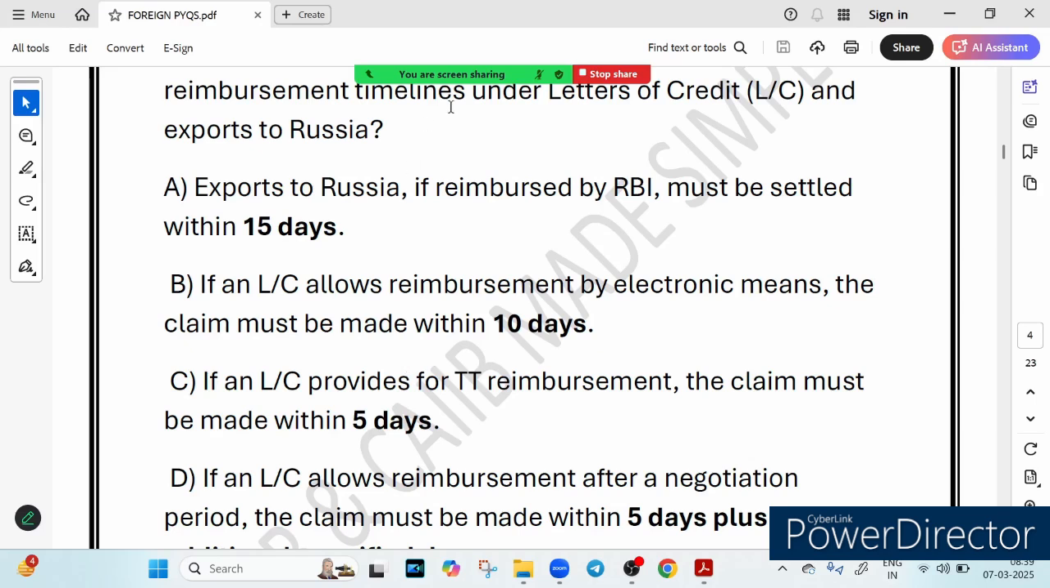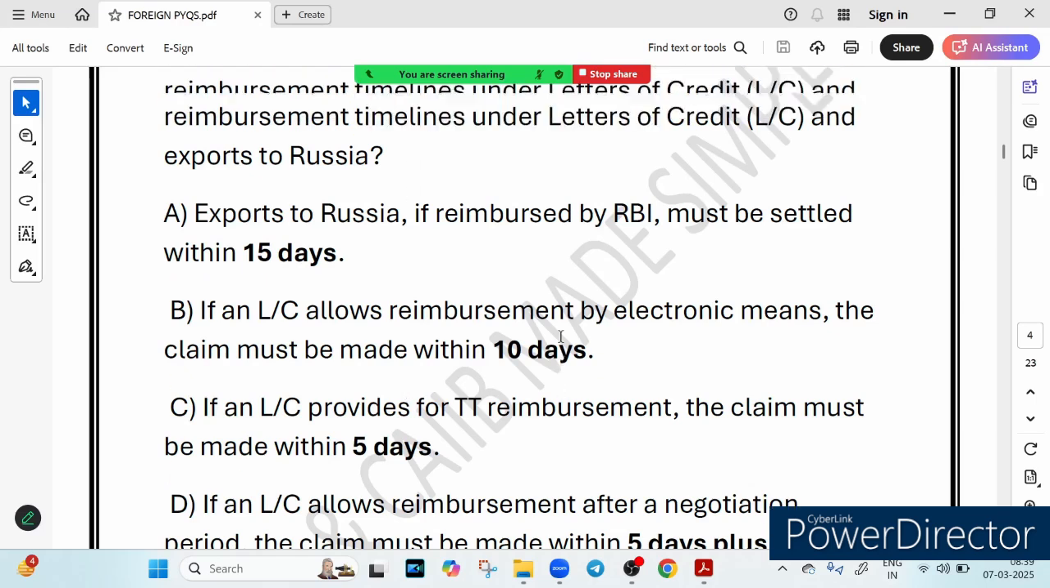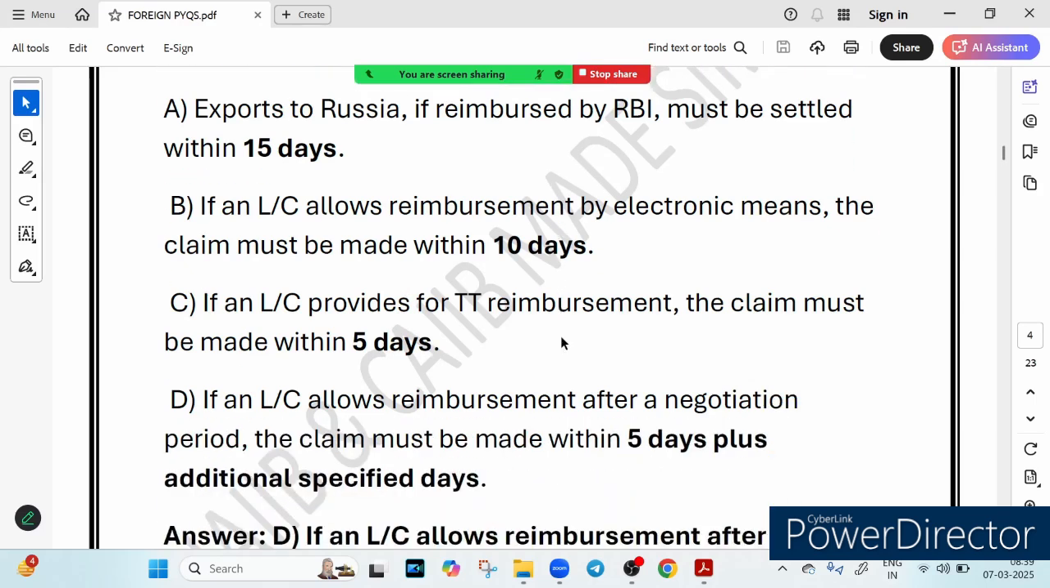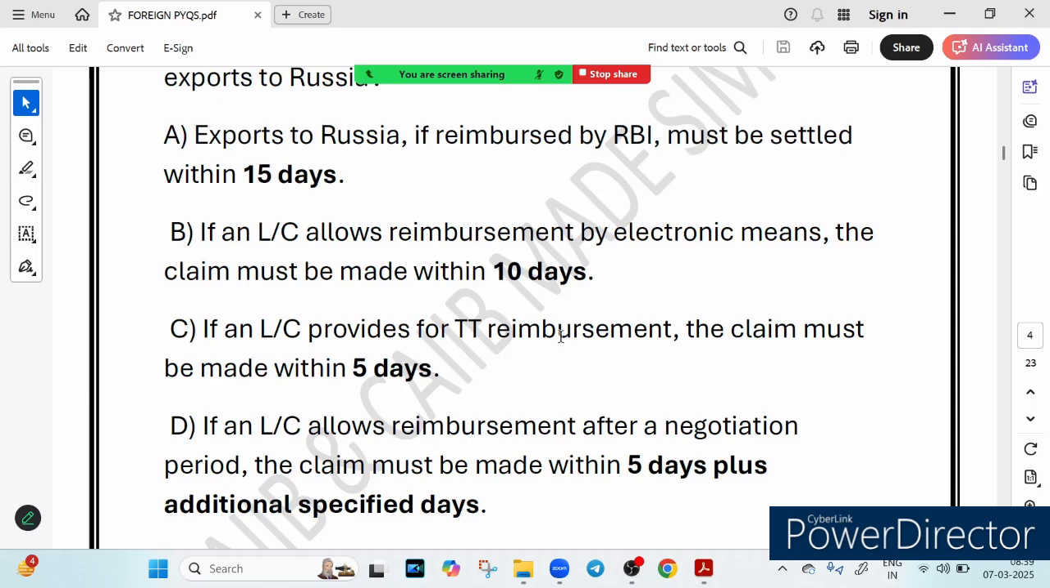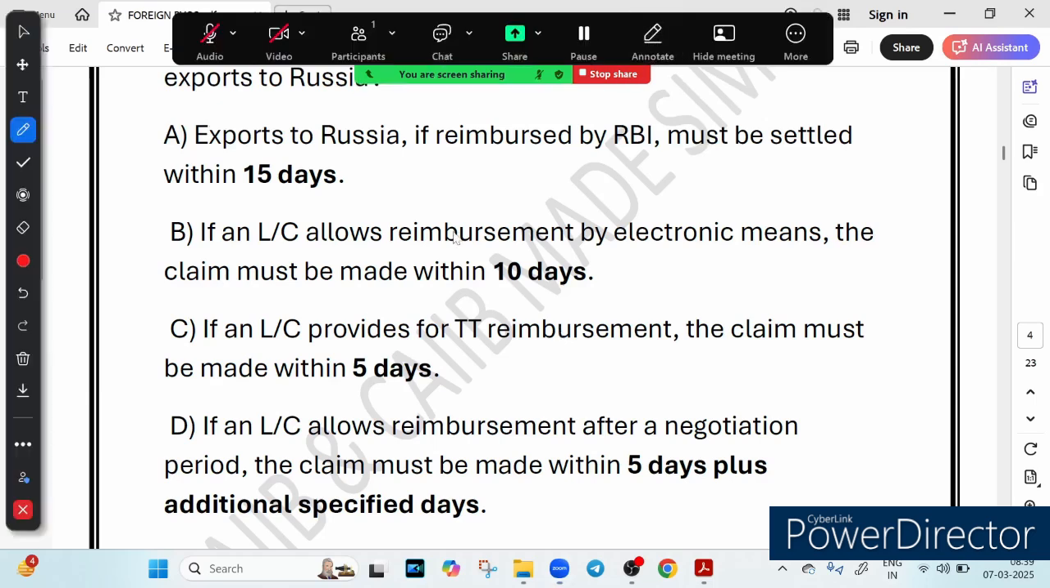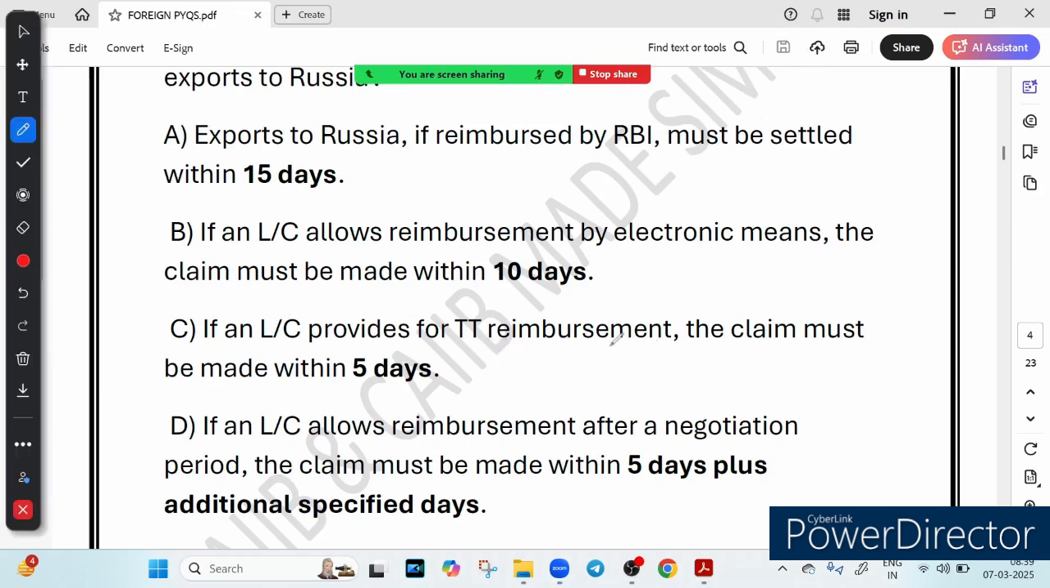Option B, if an LC allows reimbursement by electronic means, the claim must be made within 10 days. So the question is which is correct, right? Option C, if an LC provides TT reimbursement, the claim must be made within 5 days. Option D, if an LC allows reimbursement after a negotiation period, the claim must be made within 5 days plus additional specified days. Take a moment to think about it. Which option is correct has been asked.